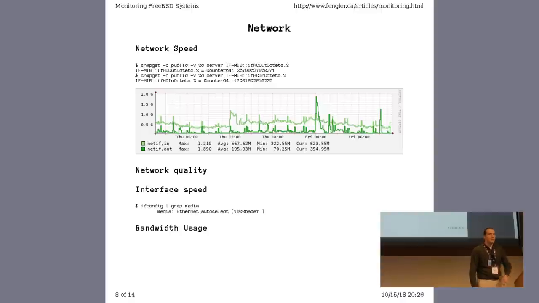One warning is most programs by default will use if in octets and if out octets. If in octets and if out octets are 32-bit counters, you have to generally specifically tell them to use the 64-bit counters. That's if HC in and out octets. If you don't use 64-bit counters, this counter is octets since the system started. A 32-bit counter rolls over at 4 billion. 4 billion octets is 4 gigabytes, which with modern network speeds is not that much.